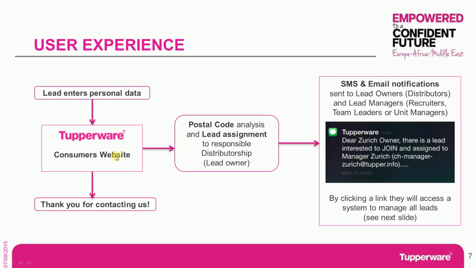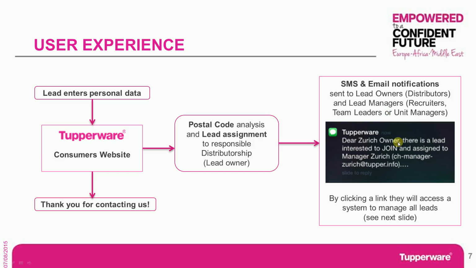Then when the data is sent, there will be a sort of postal code analysis and lead assignment. So if I live, let's say, in Fribourg in Switzerland, my lead will be assigned to the responsible distributorship in my area. The system will also send SMS and email notifications to the lead owner, distributors, and to the lead managers if they are defined, of course.